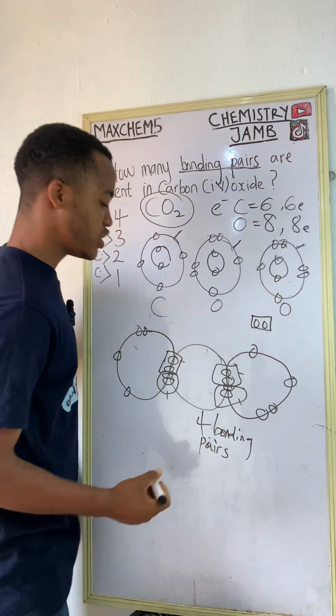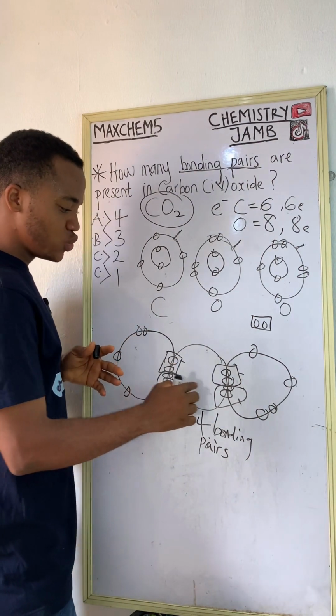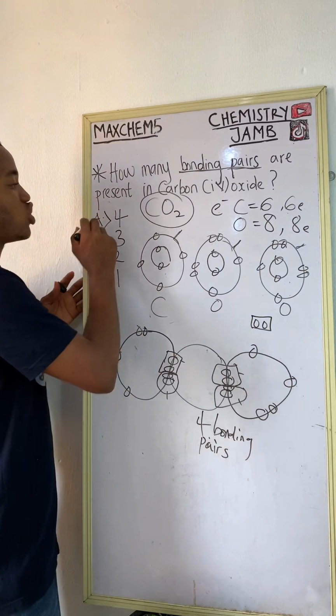I hope you understand. Because the electron pairs that are bonding are 4. 1, 2, 3, 4. So the answer is option A.